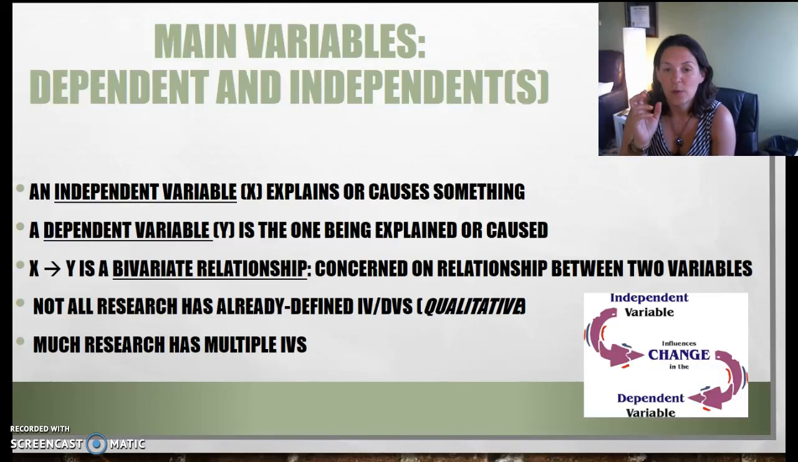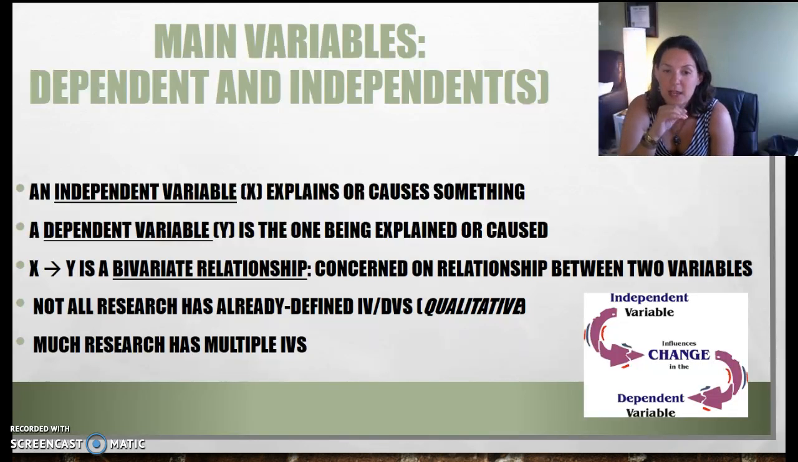The independent variable is what causes or explains something, and the dependent variable is the one then being explained or caused. So X leads to Y is a bivariate relationship, right? It's a relationship between two variables. X leads to Y. Now, we're going to talk about the fact that very few research questions are that straightforward. And in most cases, it's not a real linear relationship, X causes Y. But at its very simplest point, that's the relationship between an independent and a dependent variable.